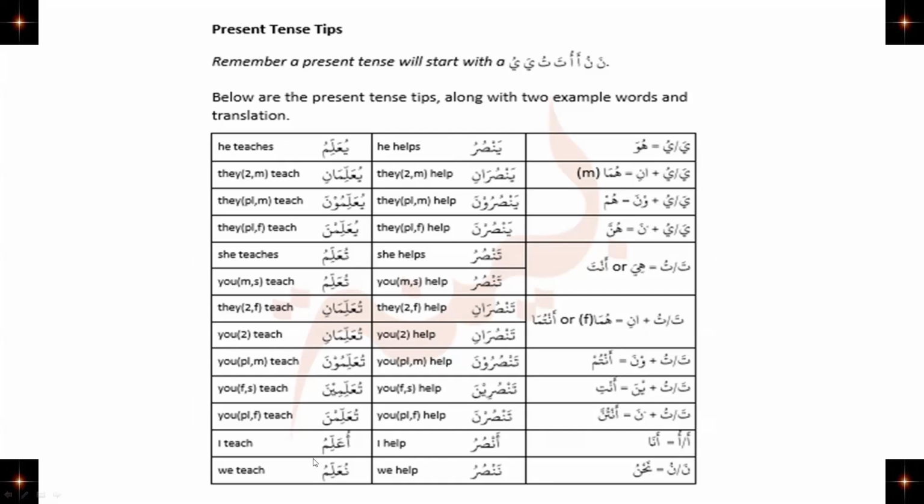Ansuru and u'allimu, and then nansuru and nu'allimu for nahnu. So nahnu is for the one with na. Na at the beginning will tell you it is nahnu. For the beginning, what will tell you it is what? It is ana. So ana, nahnu. Isn't that very easy?